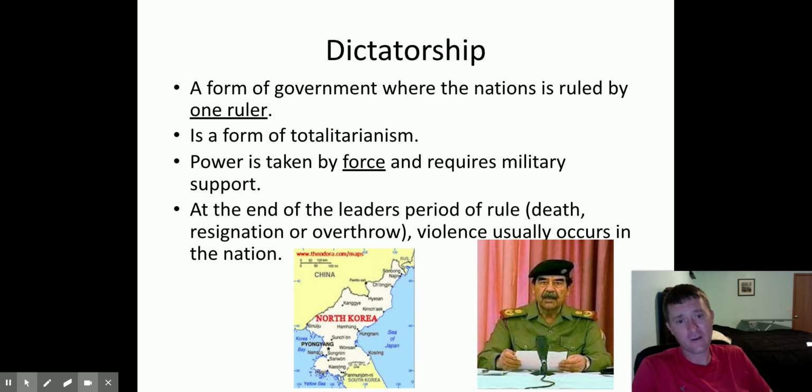One is a dictatorship. And this is where one ruler tells everybody what to do. You see Saddam Hussein here in this picture, and obviously North Korea, Kim Jong-un, you think of that dictatorship. Here would be a dictatorship at the Cusick household.